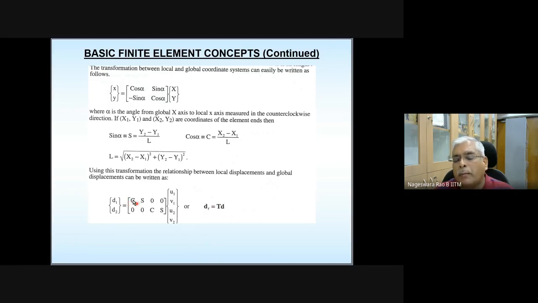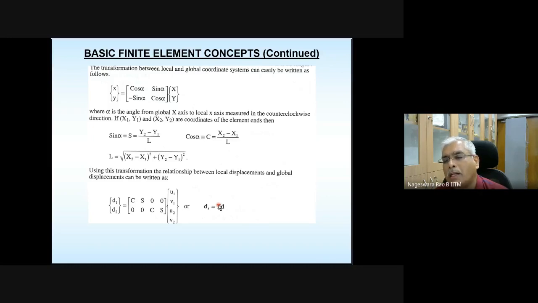Please see this peculiarity of this transformation matrix T. It is a rectangular matrix, not a square matrix. So if I want to find the inverse of this T, what is the inverse relation here? D is equal to T inverse DL. How do you take the inverse of a rectangular matrix? It's not possible. But there is a special property associated with this T. The T matrix is an orthogonal matrix.